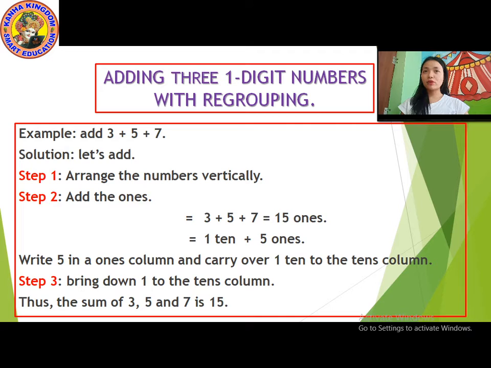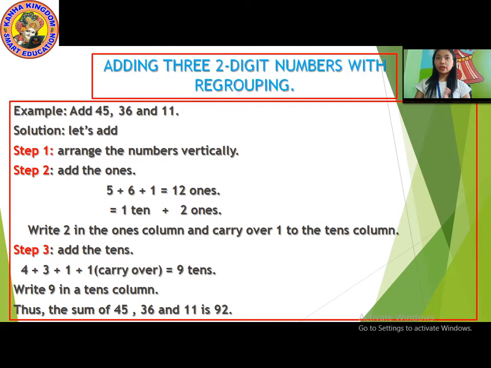Okay, student. I hope you all have understood the concept of adding 3 one-digit numbers with regrouping. Now we are going to learn about adding 3 two-digit numbers with regrouping. Okay, let us take one example. Let us solve one example, that is 43, 36 and 11.